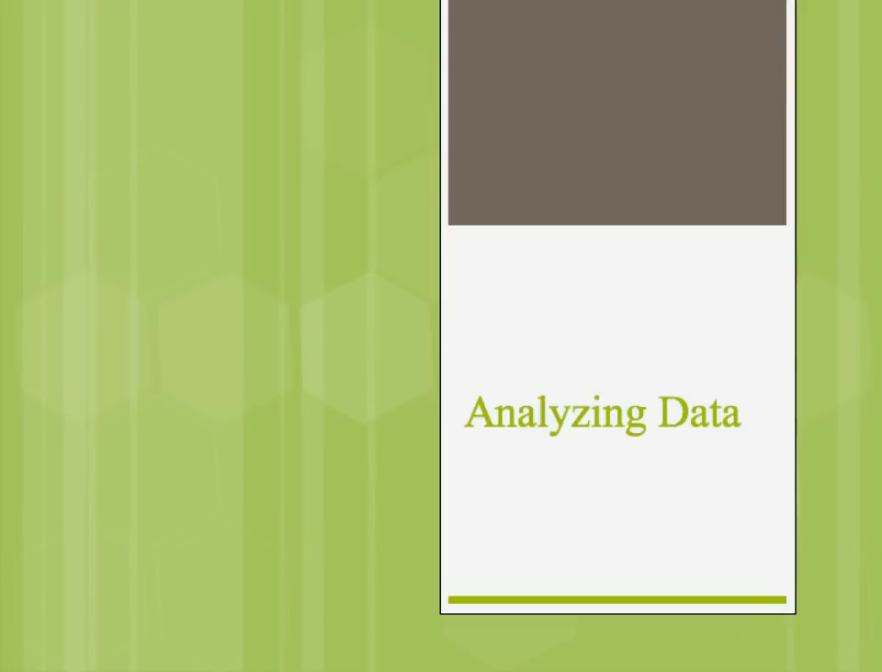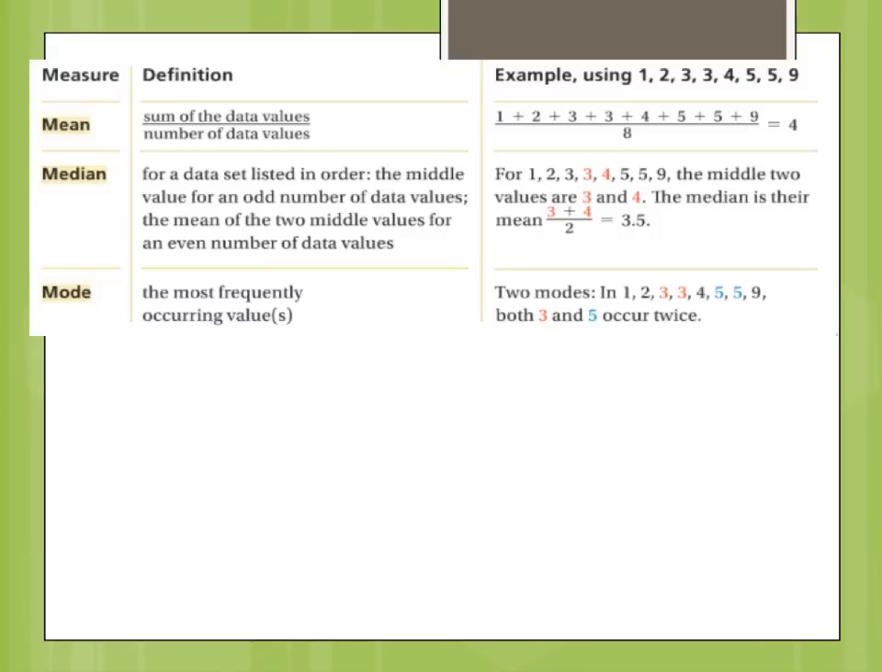Our next unit is going to be analyzing data and how to read data using graphs. So first, we have to know the three major measures for measuring data. We have the mean, which is also called the average. It's the sum of all the data divided by how many data points you have.